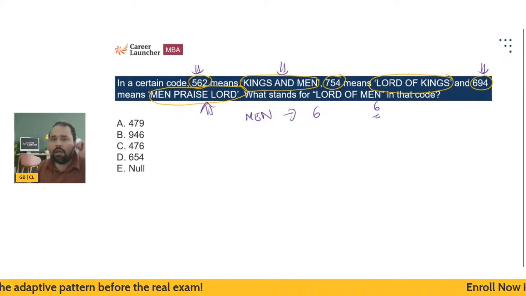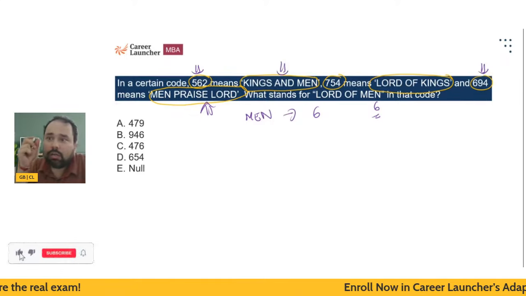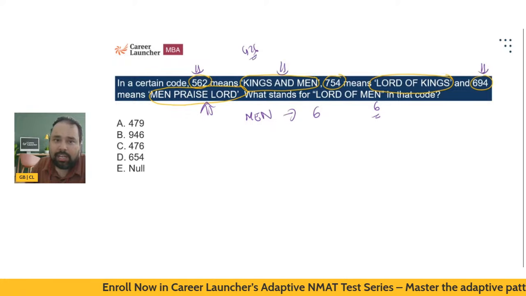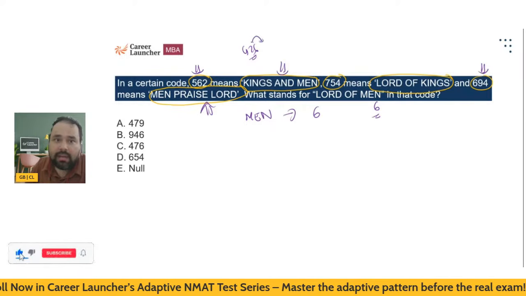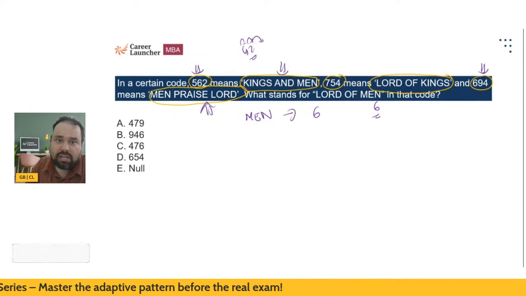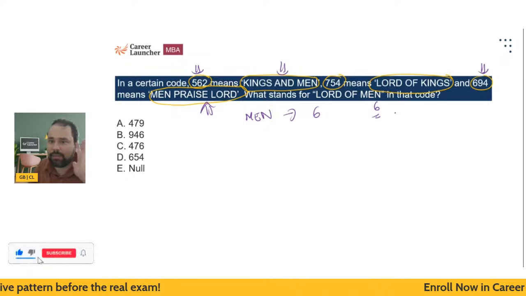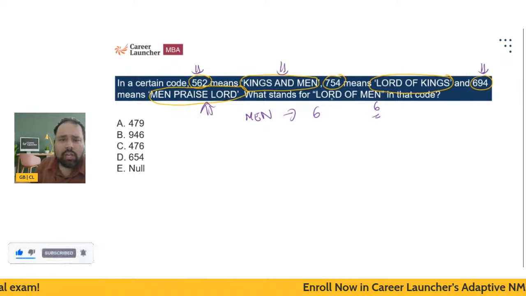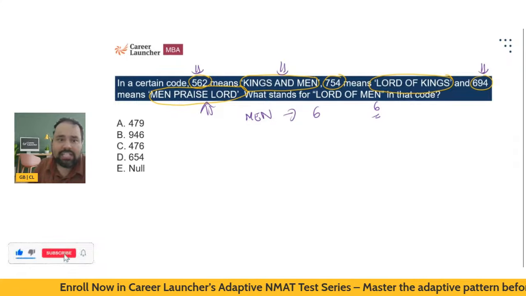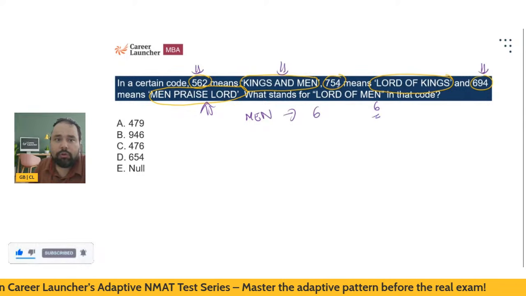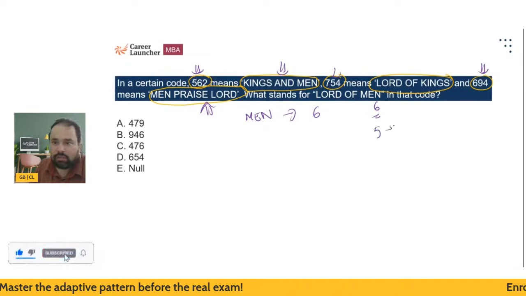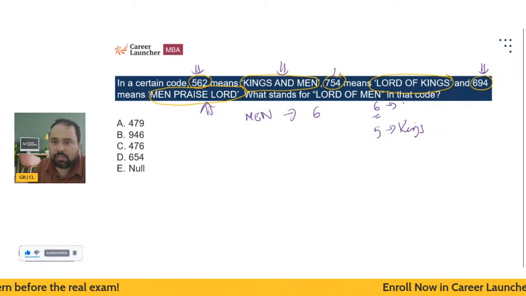Many times the number and the word will not be in the same order. Suppose my answer is hypothetically 476. It is not necessary that 6 will be men, 7 will be of, 4 will be lord. It could even be that 7 is lord, of is 4, and so on. So I just keep in mind that the answer will have a 6. Then kings appears in both kings and men, and lord of kings. So how will kings be denoted? 562, 754, 5 is common. So 5 will be denoted by kings. So 5 is kings, 6 is men.